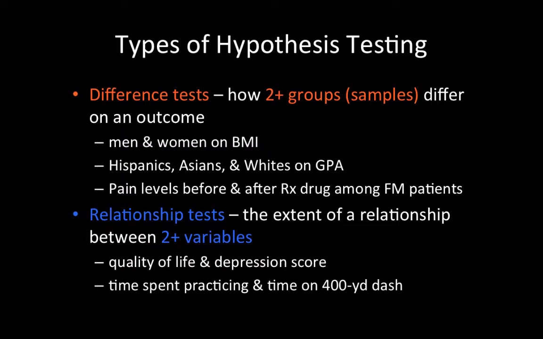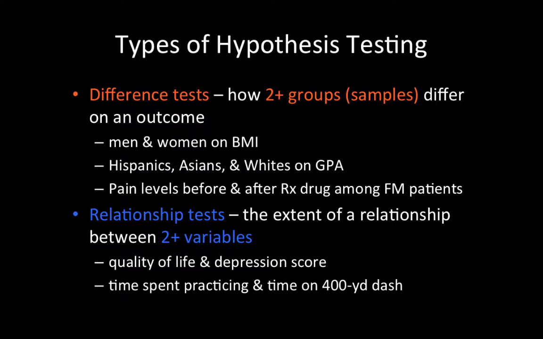So an example would be looking at the differences between men and women on BMI, or looking at the differences between Hispanics, Asians, and Caucasians on GPA, or looking at one group of fibromyalgia patients and asking about their pain levels before taking a drug, and then giving them a prescription drug, and then asking those same people their pain levels afterwards. So these would be scenarios where we would conduct difference tests, and we would be hypothesizing differences between groups.